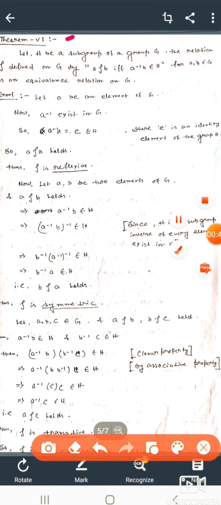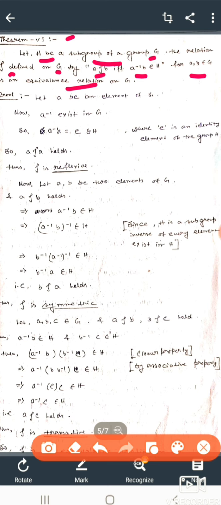Theorem number 6 says: let H be a subgroup of a group G. The relation rho defined on G by A rho B if and only if A inverse B belongs to H, for A, B belonging to G, is an equivalence relation on G. At first, you have to know about the equivalence relation. You already know what an equivalence relation is.